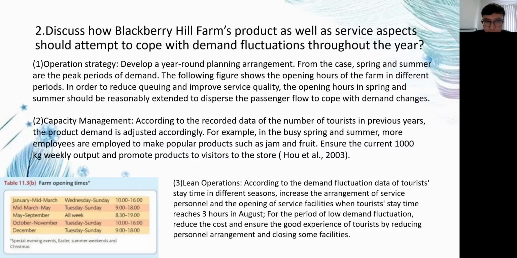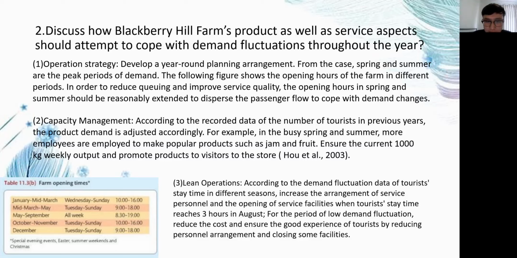The second is capacity management. According to the record data of the number of tourists in the period of the year, the product demand is adjusted accordingly. For example, in the busy spring and summer, more employees are employed to make popular products such as jams and fruit, ensure current 1,000 kg weekly output, and promote products to visitors to the store.